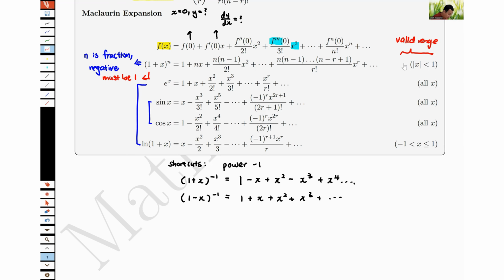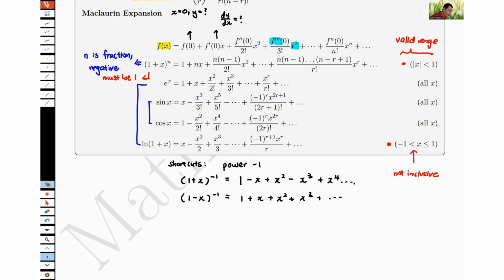Okay, so only the first and the last has special conditions. The first one, you always want mod x to be less than 1. For the ln, you just take note that it's not inclusive at negative 1. And the reason is because when it's minus 1, you sub into your ln equation, you will get ln 0. And we don't want to have ln 0. That's why they don't include minus 1.